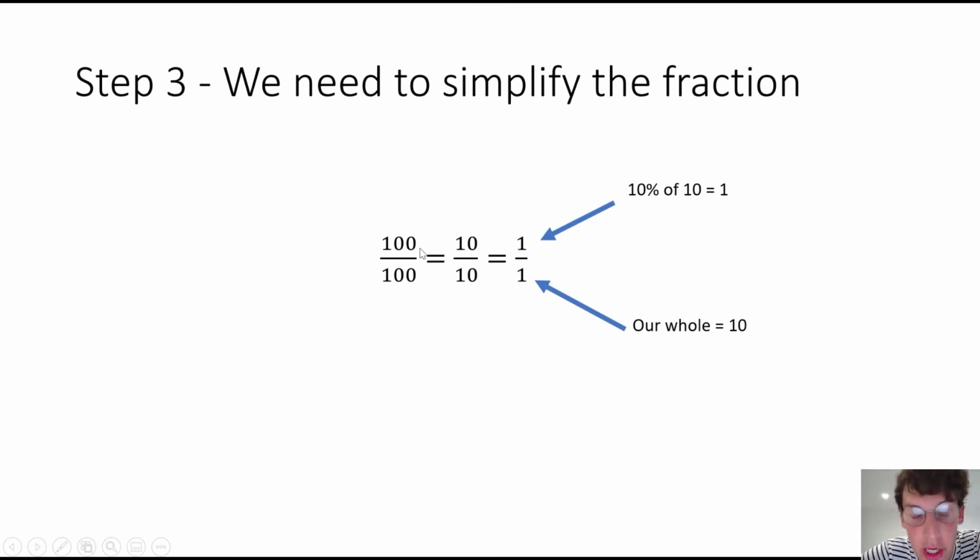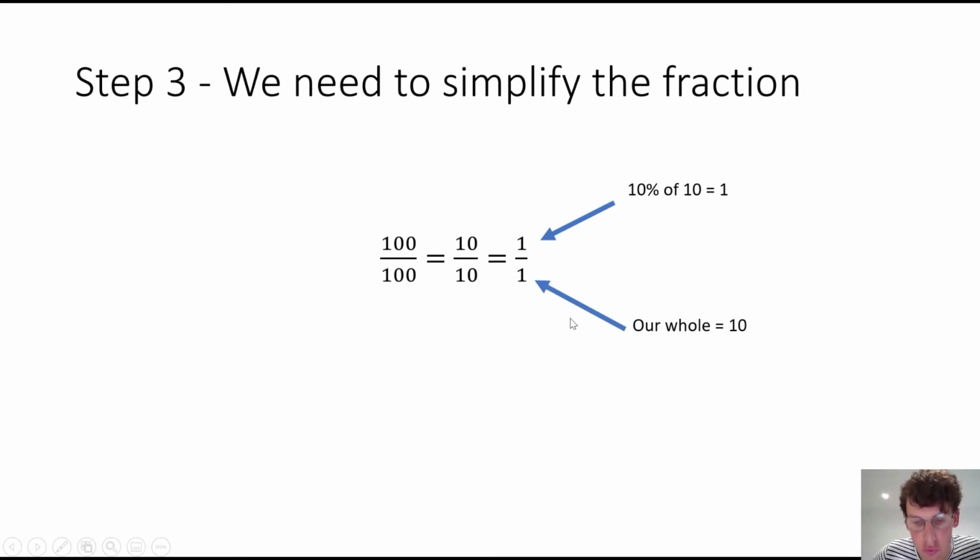Straight away, we can just reduce it by 10 times. So we can knock off these two zeros. So it would be 10 over 10. Again, we can knock off the next two zeros because we can reduce it by 10 times again, which would give us 1 over 1. And remember, the top number tells us what the answer is. So 10% of 10 is equal to 1. And then the bottom number is just telling us that we have 1 whole of 10.